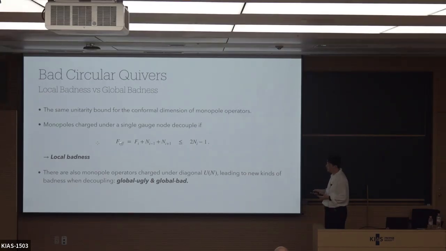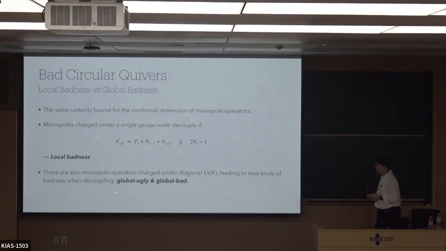So the R charge or conformal dimension is determined by the same formula I showed you, where the number of flavors I now use is the effective one. So the number of flavors attached to that node plus the rank of the adjacent gauge node. And if this relation holds, we say there is a local badness of the quiver, and we will encounter the decoupling monopole operator, which is charged under the specific gauge node.